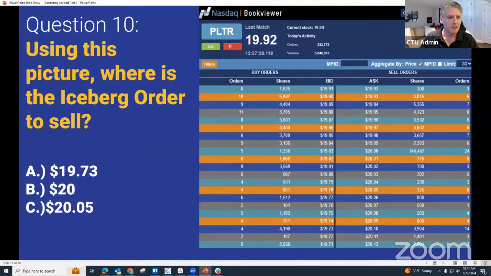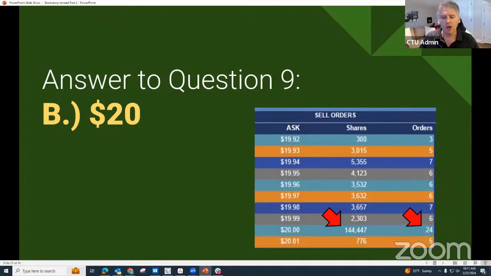Question 10. Which of this picture, where is the iceberg order to sell? Well, if you look where the big block order is, it's almost like common sense. Right there, 144,000 shares.